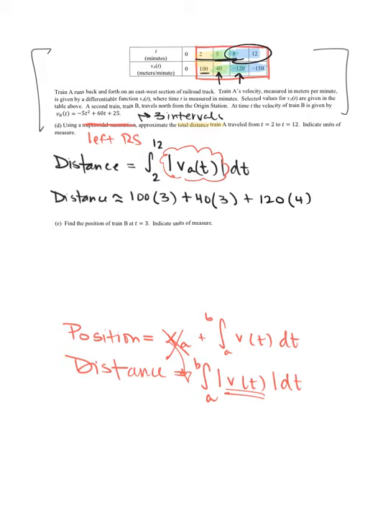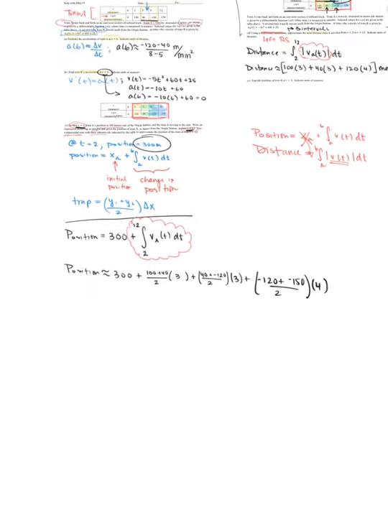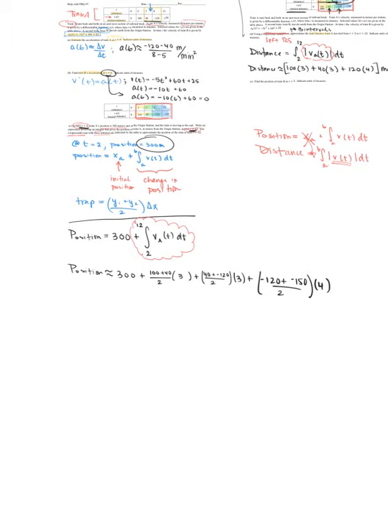And then indicate units of measure. I'm sure I forgot that on the last one. So we are working in meters per minute, but we're integrating that, so that would just be meters. Okay, and so I would group it and just say meters. And again, I don't need to simplify that, but I could, but I don't need to.